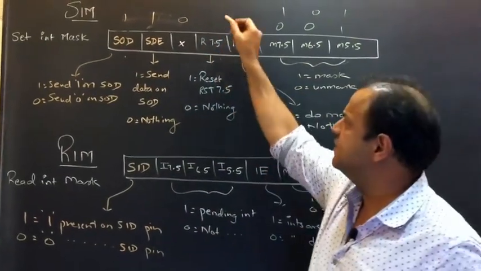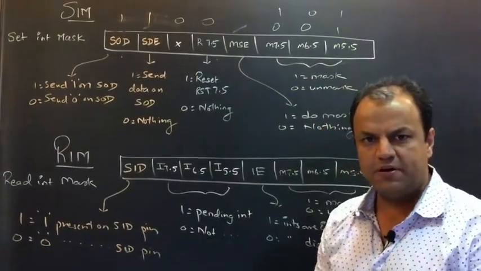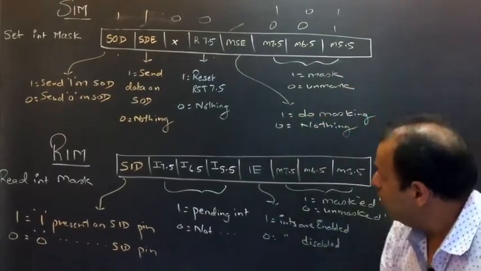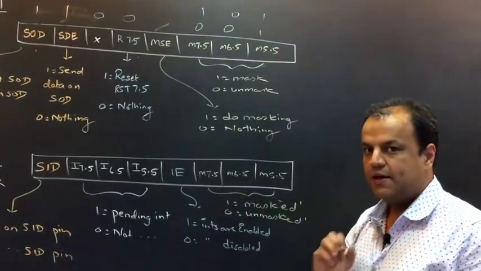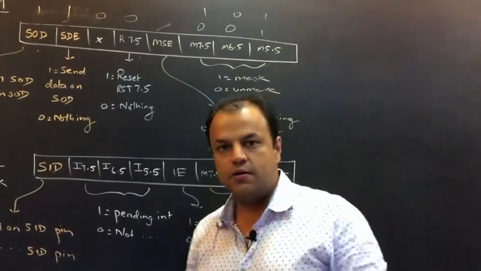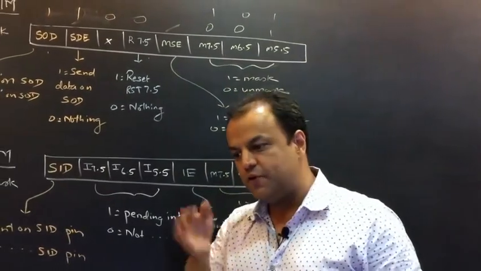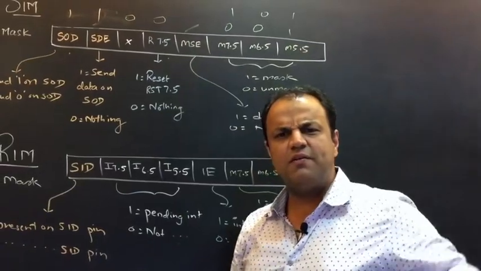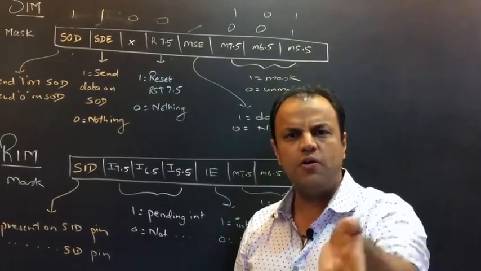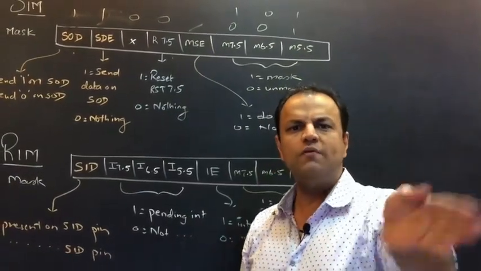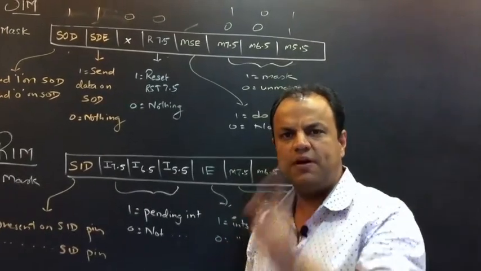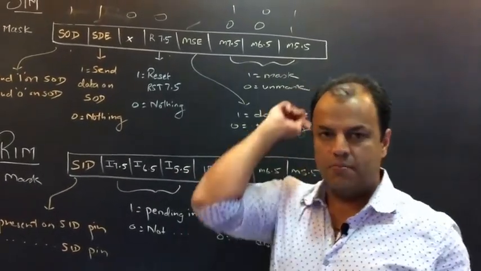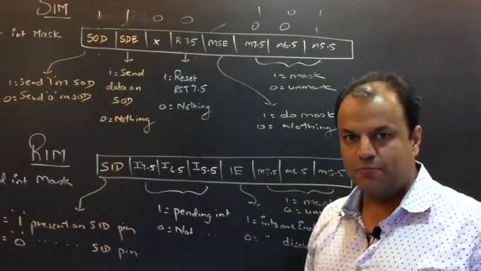I don't want to reset 7.5, fine, I will keep this bit as 0. What about these 3 bits? Now, if you keep them 1, you are masking all the 3 interrupts. If you keep them 0, you are unmasking them. The point is, masking and unmasking is done by a fellow programmer who is not right now in communication with you. You have no interest in the masking section, your interest is to do serial communication. But still, you cannot keep these 3 bits blank.